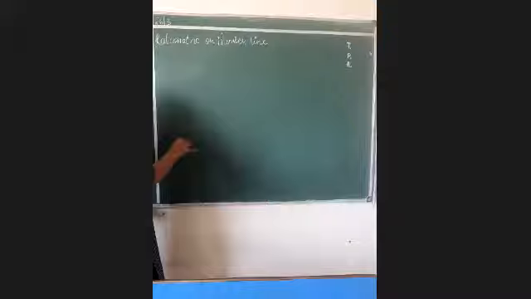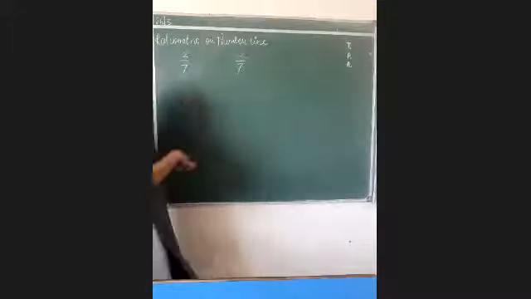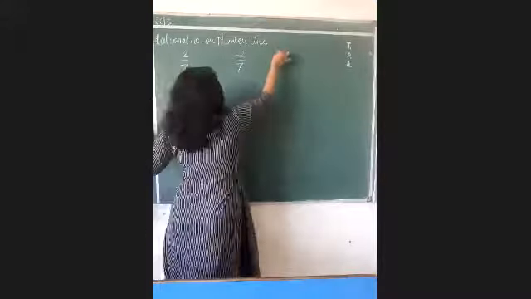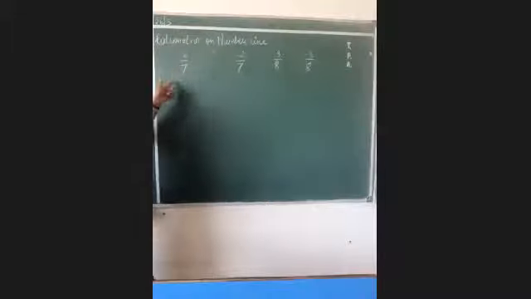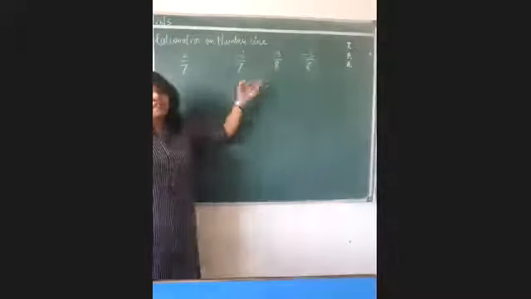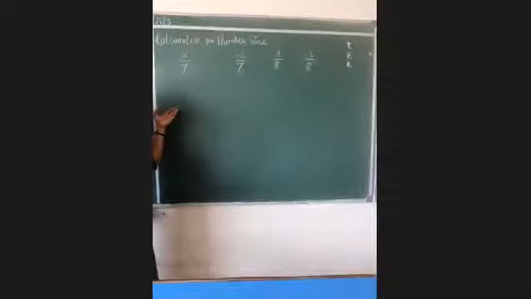A proper rational number can be like 2 by 7, or minus 2 by 7, or 3 by 8, or minus 3 by 8. You can see these are all proper, just like a proper fraction, where the numerator is smaller than the denominator.